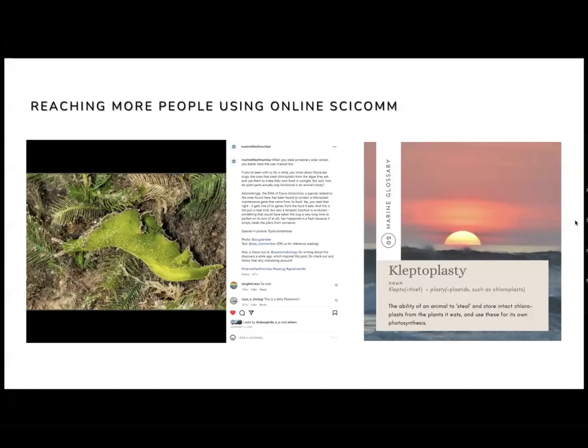But there were also those people who were not able to join us. It was either because there were no spots on the walks available, which is a problem we've been trying to find a solution for, or that they were not in Mumbai. But for them, we started doing online posts. The one you see on the left is what we call a species post, where we share very interesting facts about certain animals. On the right is another example of a kind of post we do, which is a marine glossary post, where we explain different terms related to marine life on our social media.